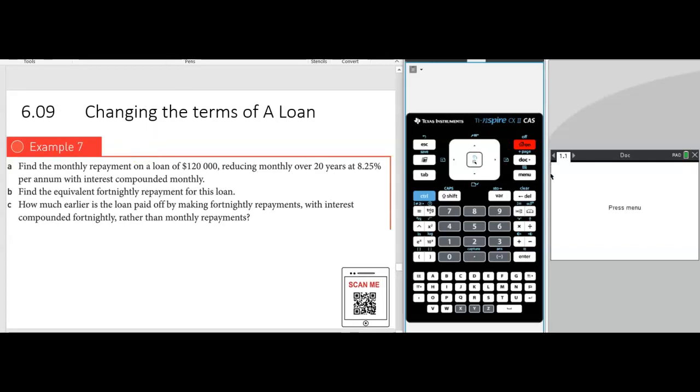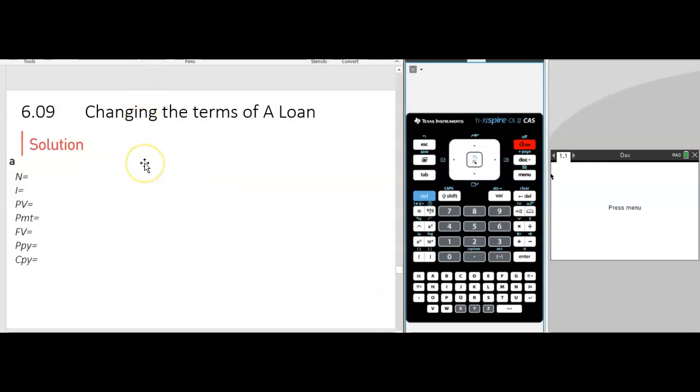Now let's look at example 7. Find the monthly repayment of the loan, 120,000, reducing monthly over 20 years with 8.25% per annum, and the interest compounded monthly. So I highlight the important information here, and I'll represent that all in a timeline.